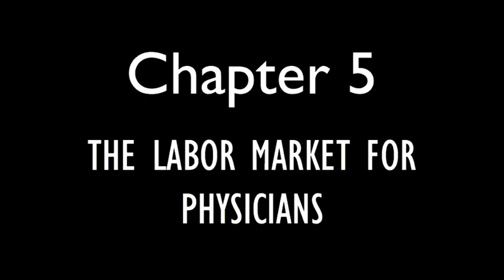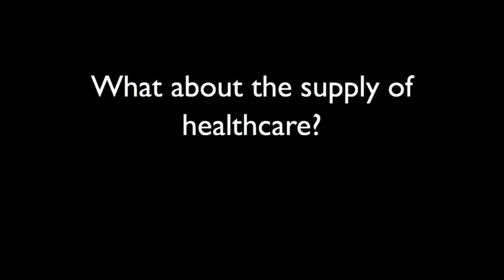We're going to tackle Chapter 5, and the title of the chapter is The Labor Market for Physicians. All right, so far, we've shown that the Grossman model can be used to help us predict what quantity of health consumers would wish to produce if they wanted to maximize their utility. And prior to that, we decided that the demand for healthcare is downward sloping. So there's one side of the market that we just haven't looked at at all, and that is the supply side. So the question we're going to try to answer today is, what about the supply of healthcare?